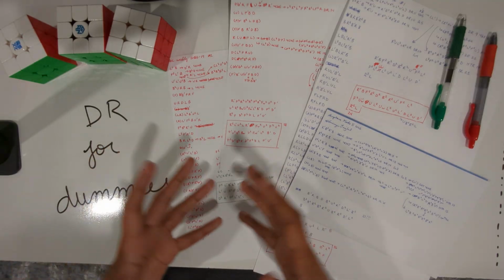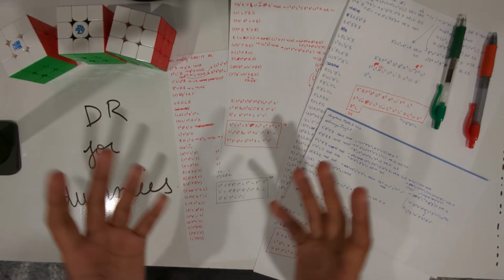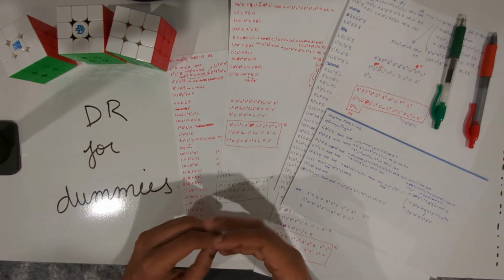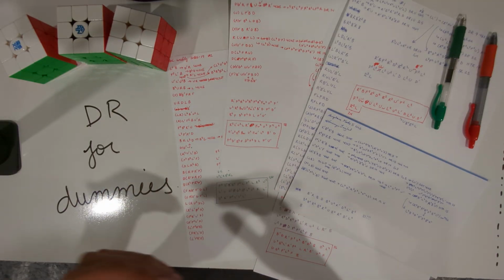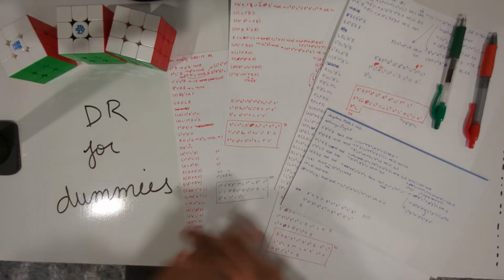While you could start this series with no knowledge of FMC at all, it's probably good to have some sort of experience doing attempts, even if it's just at home. You actually don't need any traditional algorithms, like you don't need to know what an R perm is or whatever. But it's probably a good idea to have some familiarity with the cube, especially when it comes to executing moves correctly. Because if you can't do that, you're in for a world of hurt.